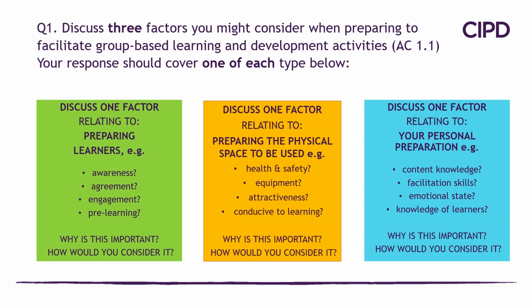So the first area of preparation you're asked to consider is preparing your learners. So you're asked to discuss 1 factor relating to preparing the learners. So you might think there about, are they aware? Are they in agreement? How will you engage them? Do you need to think about pre-learning? So they're just some examples, things you might consider in relation to your learners prior to your facilitation.